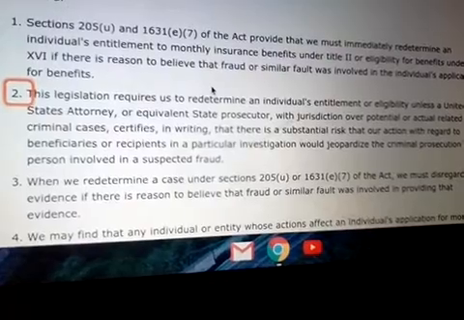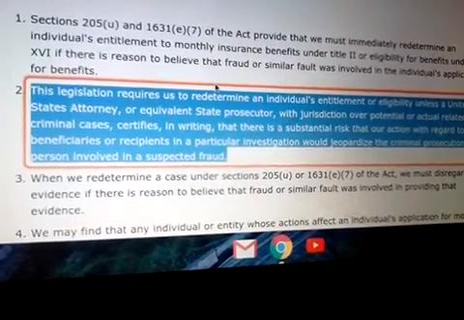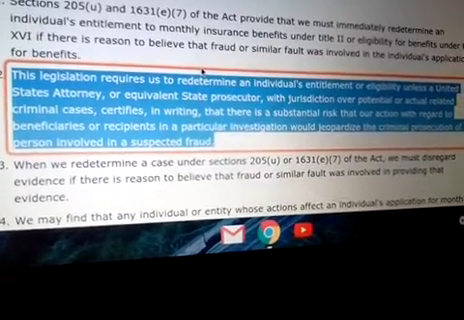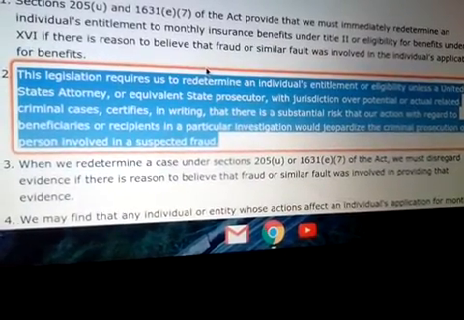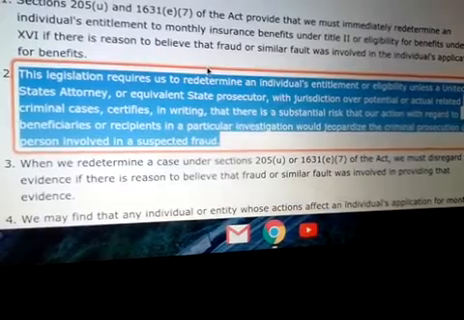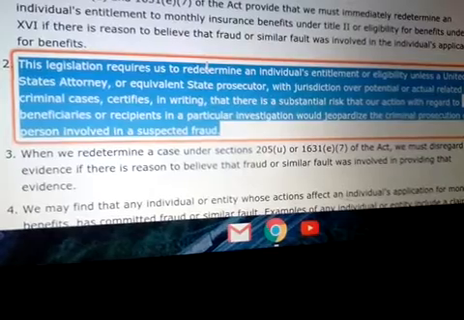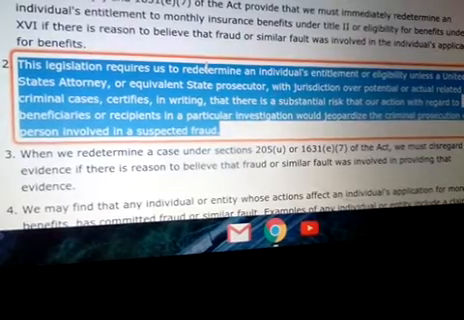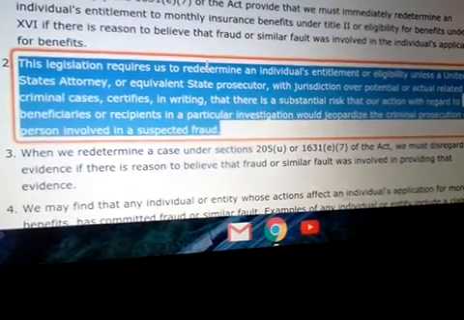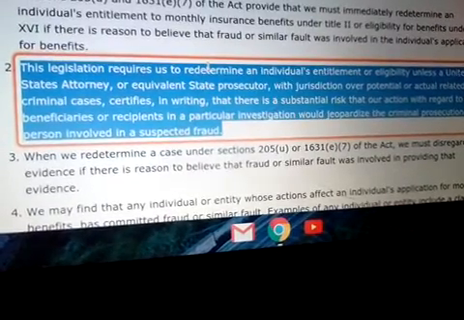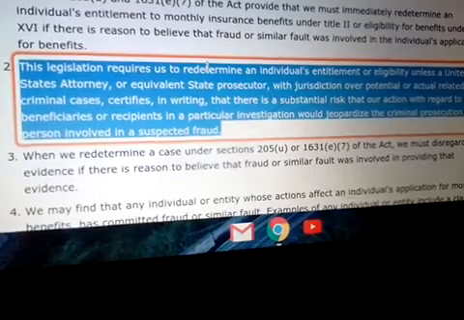2. This legislation requires us to redetermine an individual's entitlement or eligibility unless a United States Attorney, or equivalent state prosecutor, with jurisdiction over potential or actual related criminal cases, certifies, in writing, that there is a substantial risk that our action with regard to beneficiaries or recipients in a particular investigation would jeopardize the criminal prosecution of a person involved in a suspected fraud.